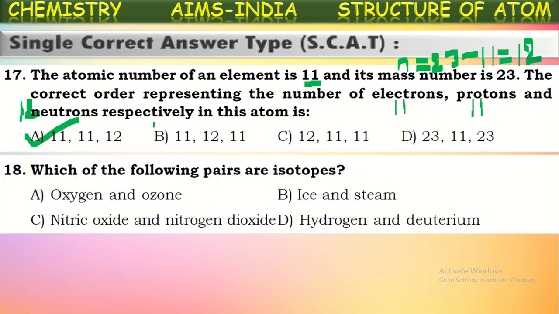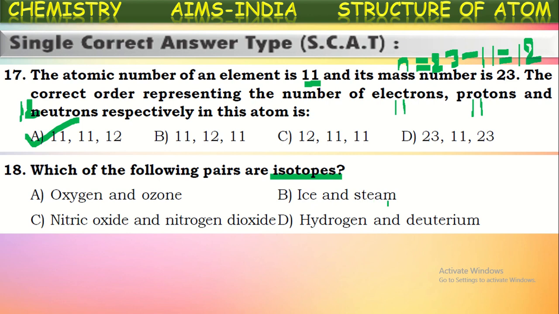Okay, see the next one. Which of the following pairs are isotopes? What does it mean by isotopes? The atoms of an element which are having same atomic number but different mass numbers are called isotopes. See, first one, oxygen and ozone. These are not isotopes. These are called allotropes, meaning substances of the same element with different properties.